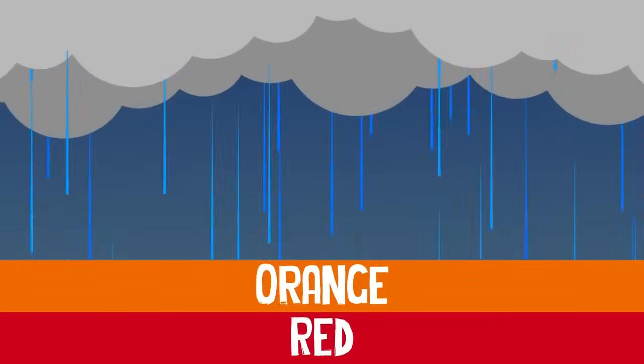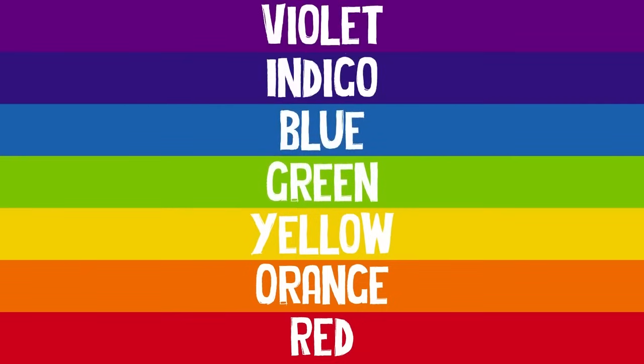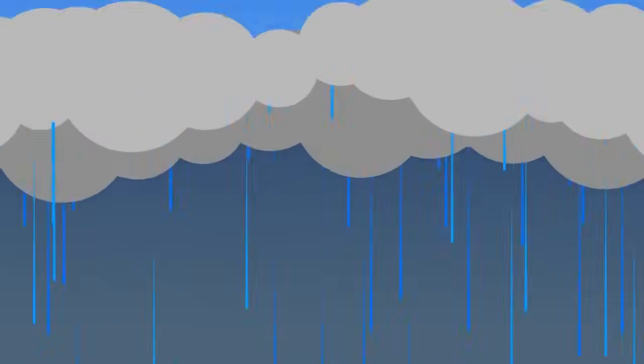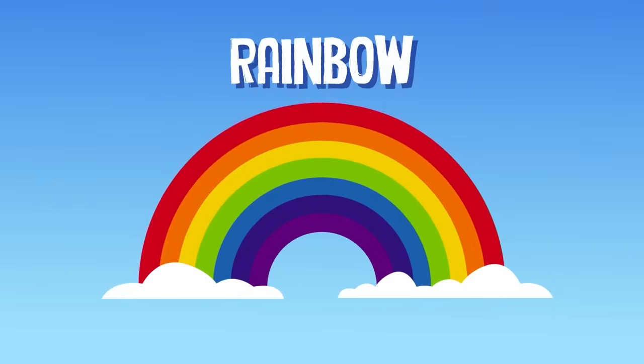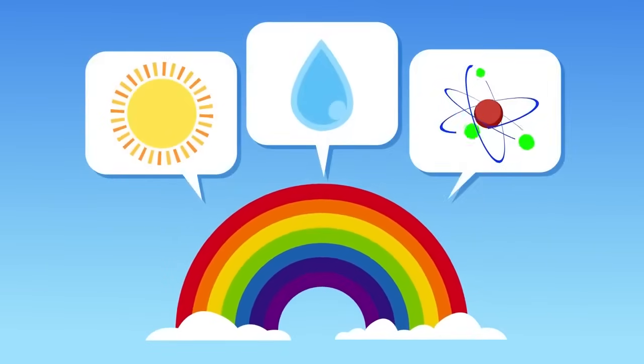Red, orange, yellow, green, blue, indigo, and violet are the most common colors you'll find in a rainbow, I admit. Three ingredients make up a rainbow, you'll soon learn this. These ingredients are sunlight, water, and a bit of physics.